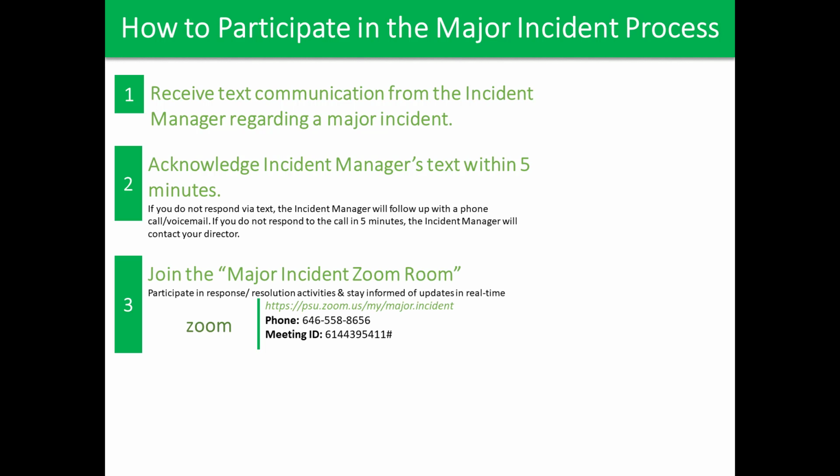The incident manager will direct you to enter the major incident Zoom room along with others to work on a resolution for the issue. To join the Zoom room, type major.incident in your Zoom launcher. All links are also available in the Major Incident Playbook. You can also dial into the Zoom room via the telephone number 646-558-8656 and enter the meeting ID 614-439-5411, followed by the pound sign.